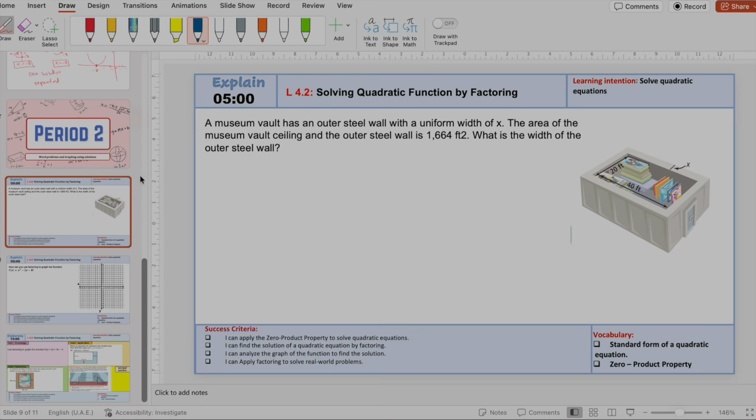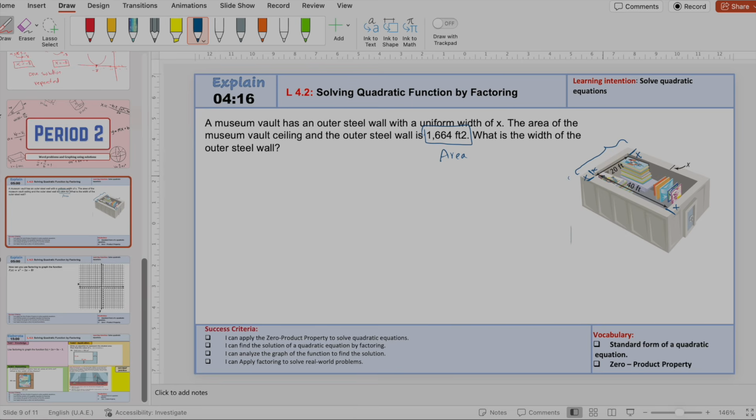Okay, let's do this word problem. A museum has an outer steel wall with a uniform width of x. The area of the museum ceiling is equal to this amount, and they gave me the dimensions. They said that this is x, this is another x, and here also x, here is also x. This whole thing, the gray part, every single time you have it as x. Now the thing is, what's the width of the outer wall? They want the width, like this whole thing. How much is it? First of all, let's write it as an expression.